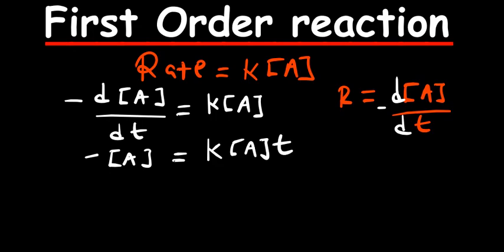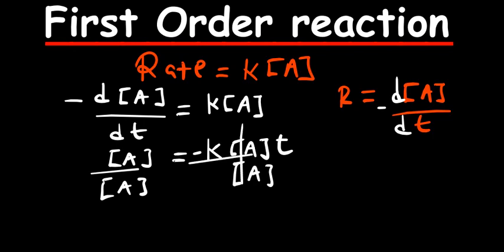Now if that is what I have, I want a to be alone, so I'm going to divide first by the negative on both sides, right? When I divide on both sides by the negative, this negative that we have on a is going to go, but it's going to come on the other side. Now I'm going to divide by the concentration of a on both sides, because I want to have the a's on the same side. So these ones are going to cancel.